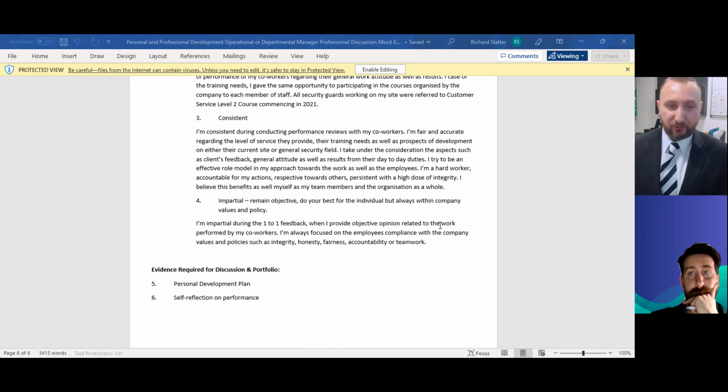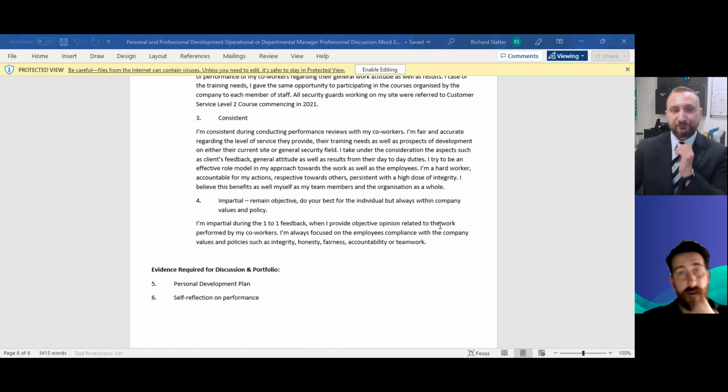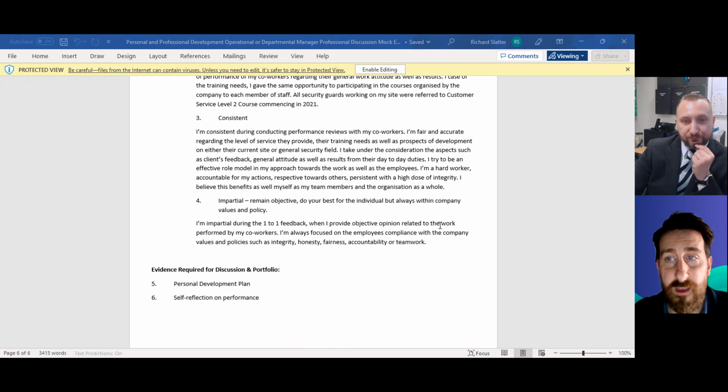Impartial. I'm impartial during one-to-one feedback when I provide objective opinion related to work performed by my coworkers. I'm always focused on the employee's compliance with the company values and policies, such as integrity, honesty, fairness, accountability, or teamwork. Excellent. Daniel, that is a really thorough piece of work.